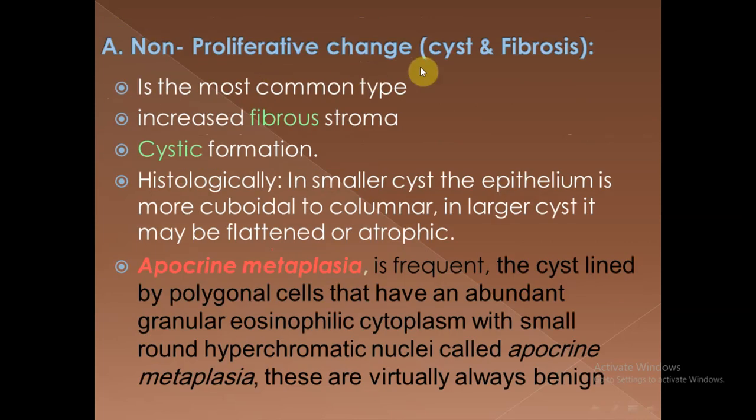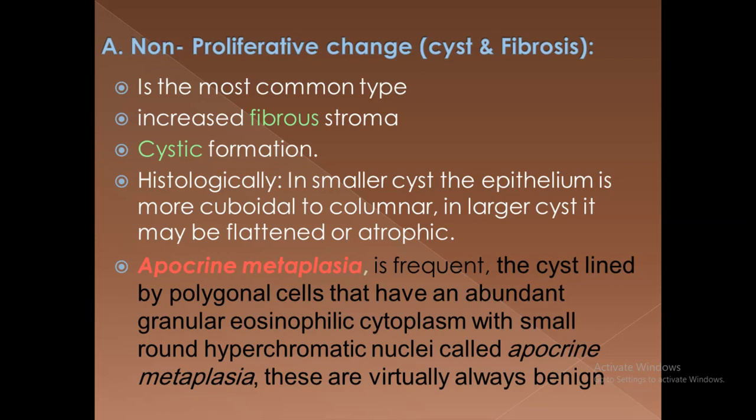Now we start with the non-proliferative change. Non-proliferative fibrocystic change means cyst and fibrosis. It is more common than the proliferative type, and we have two changes: fibrous stroma and cystic formation. Histologically, in smaller cysts, the epithelium is more cuboidal. We can see either flat or atrophic epithelium, or we can see columnar or cuboidal epithelium lining the cyst. But the most important is the presence of two layers: one is the epithelial layer and one is the myoepithelial layer. Presence of the myoepithelial layer is important for diagnosis of benignity.